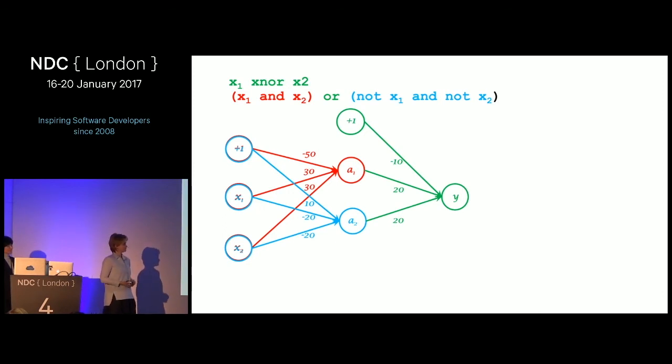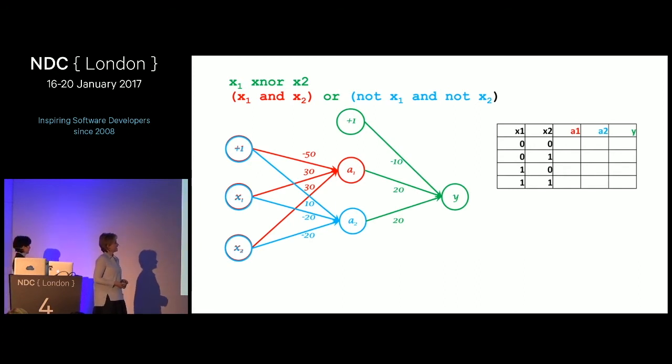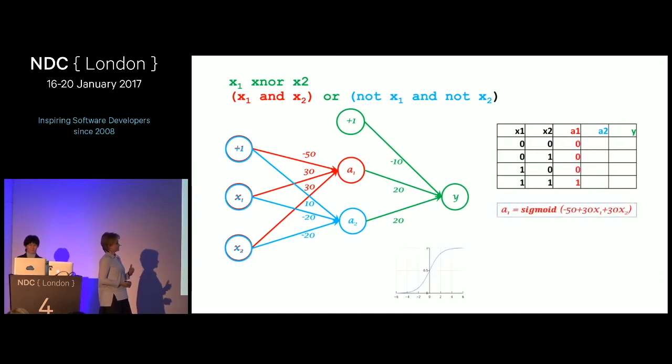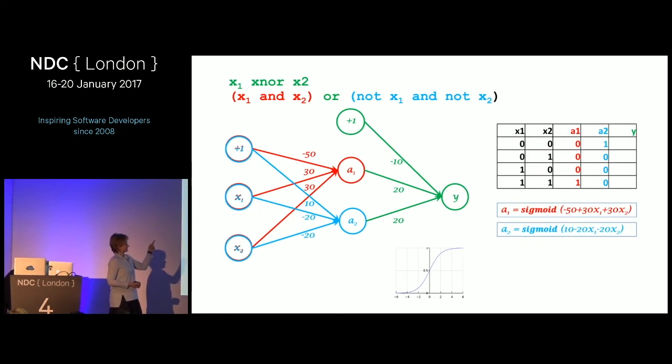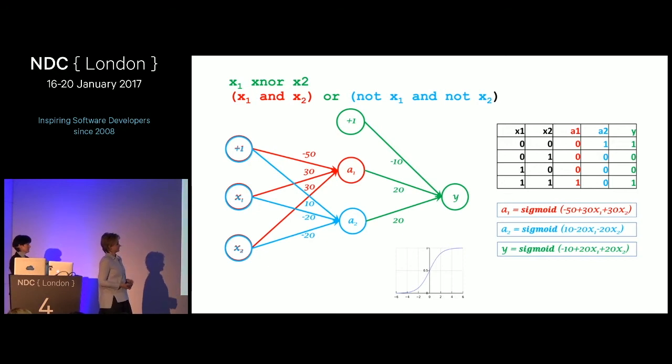So let's calculate it. If we have A1, this is our computational unit, we have calculated AND, as we have seen. Here is sigmoid, again, just to remind you how it looks. Then we calculate A2, and that is exactly what we see, the values for NOT x1 AND NOT x2. And then we use those calculated values A1 and A2 to calculate the final result. So we apply it to our third layer, and then we get the result that is the XNOR function that we wanted.